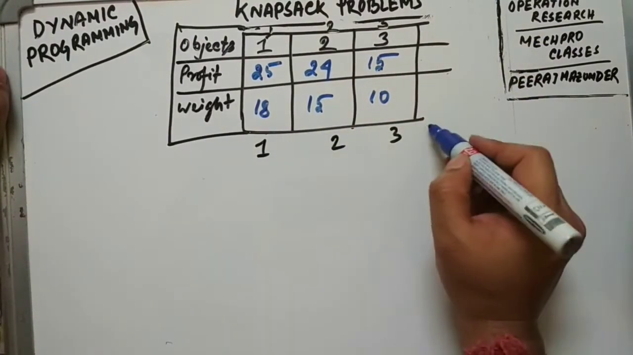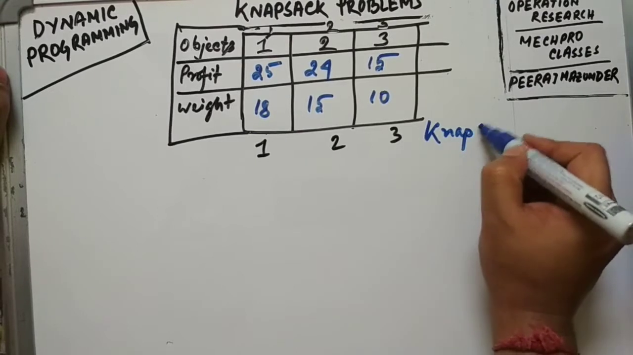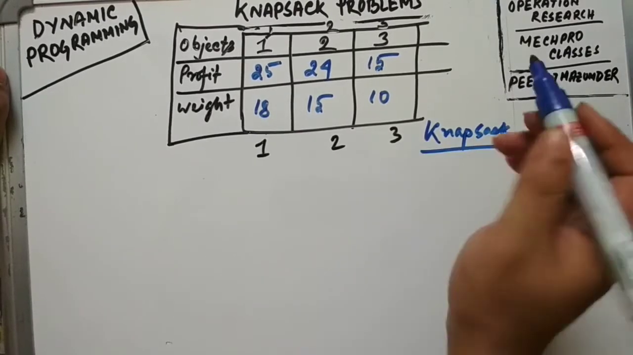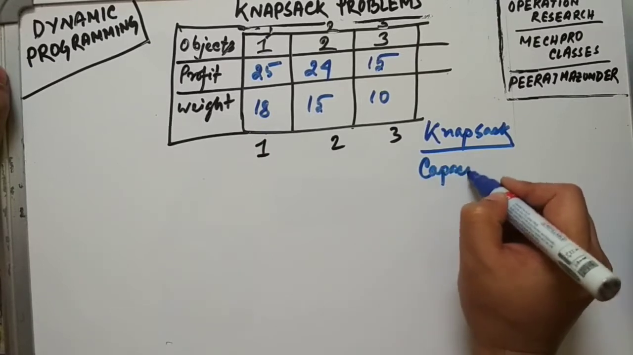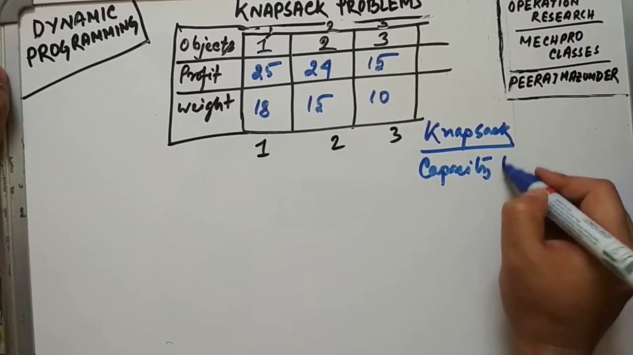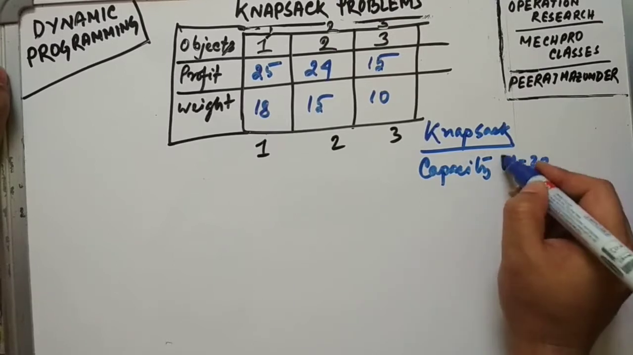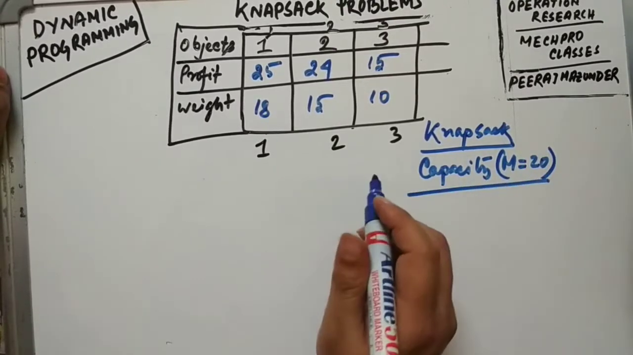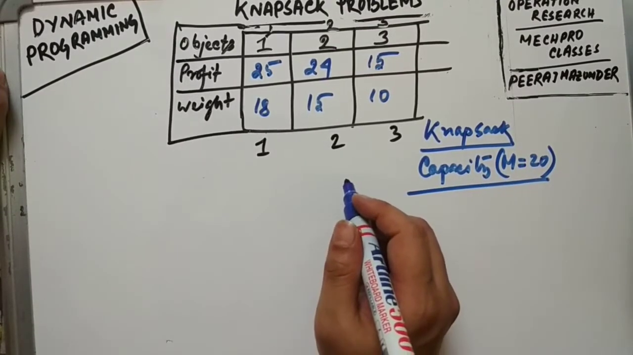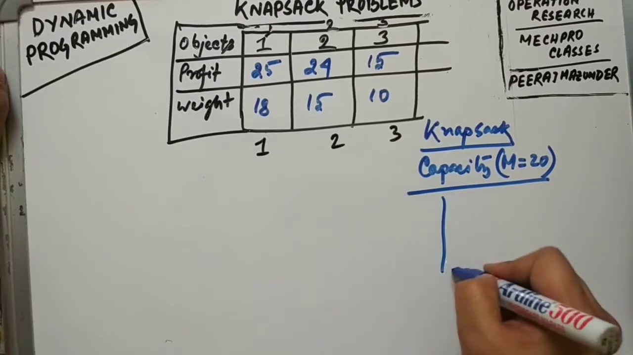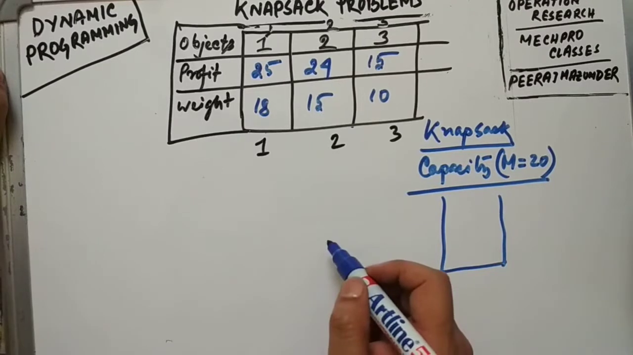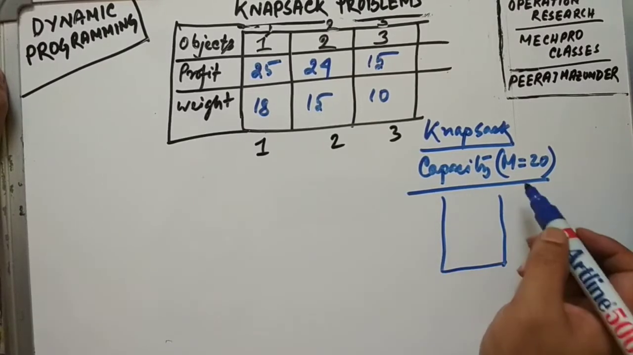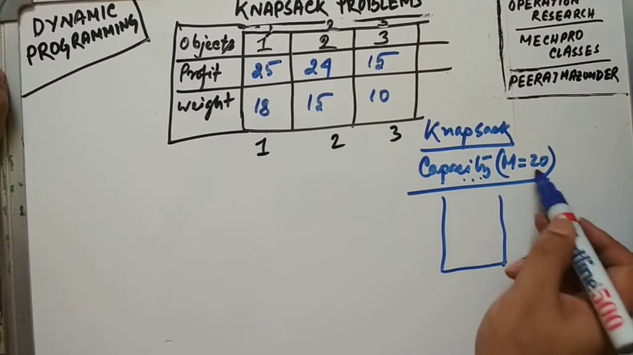Now we are given a knapsack, a bag, and its capacity is given as 20. So its capacity is 20. We have to fill this bag, keeping in mind the constraint of the capacity of 20.